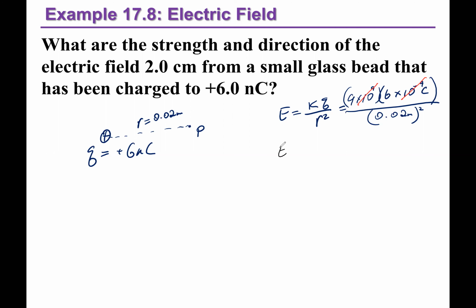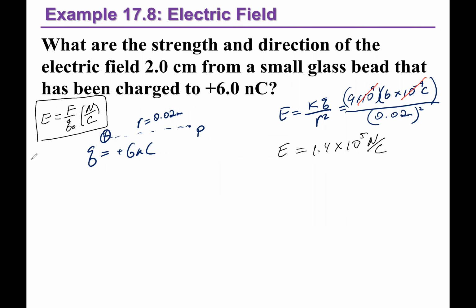So if I calculate the electric field, the magnitude will be 1.4 times 10 to the 5 newtons per coulomb. Why newtons per coulomb? Remember, electric field was force per test charge. So newton for force, coulomb for the test charge. That was the equation for the electric field, so the units are newtons per coulomb. This is then the magnitude of the electric field.